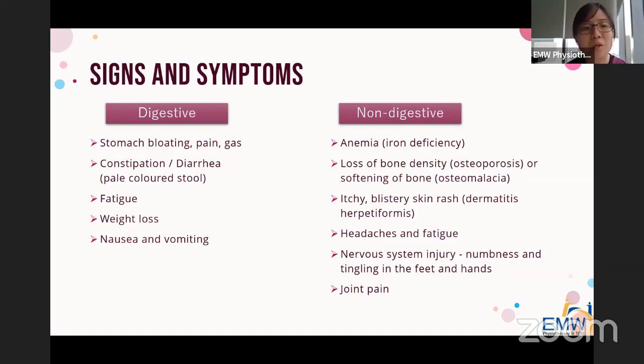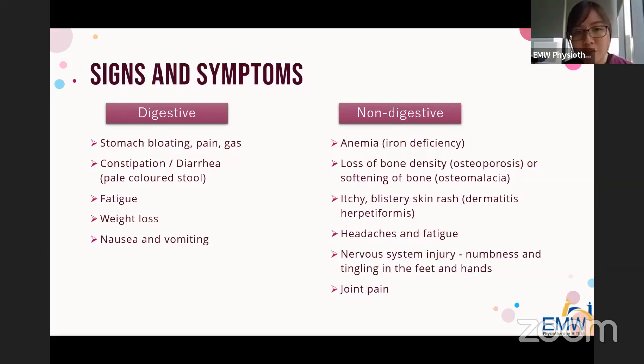And because of the lack of good and proper nutrient absorption to nourish, to replenish, to rejuvenate our body, there would be that fatigue, that lack of energy despite having good rest. Okay, and there may be weight loss, nausea and vomiting.